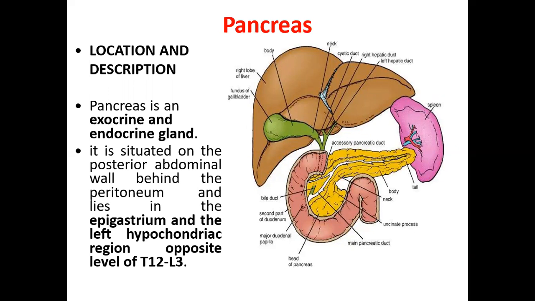Location and description. As I told earlier, pancreas is an exocrine and endocrine gland also. It is situated on the posterior abdominal wall behind the peritoneum and lies in the epigastrium and the left hypochondriac region opposite level of T12 to L3 vertebrae.